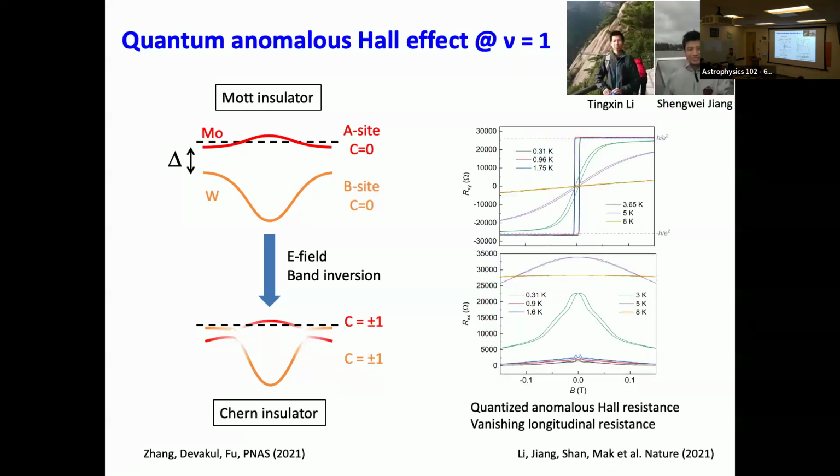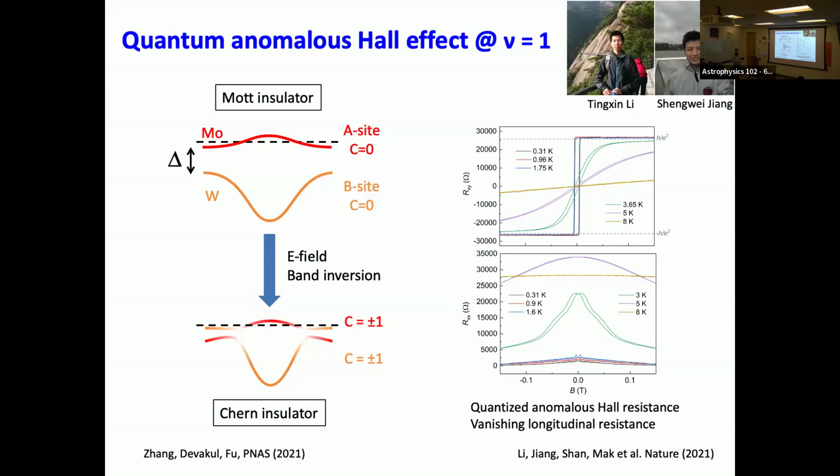That's for filling factor equal to 2. If you look at filling factor equal to 1, meaning one hole per moiré unit cell, that corresponds to a half-filled moiré band. Before band inversion, the interaction will drive the system to a topologically trivial Mott insulator. After band inversion, the band is a Chern band, and the system would spontaneously break the valley degeneracy and drive it into a Chern insulator.